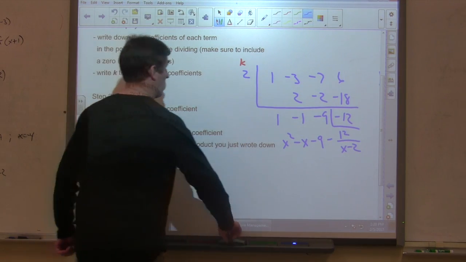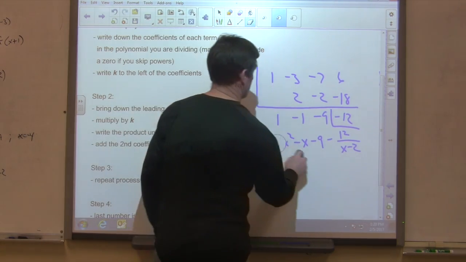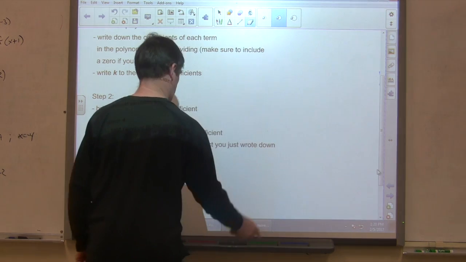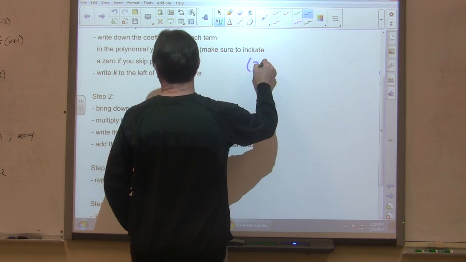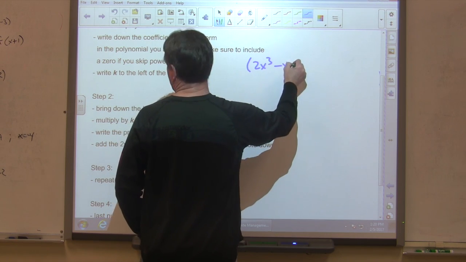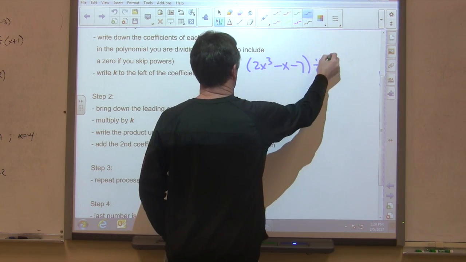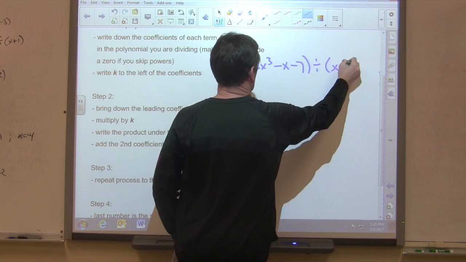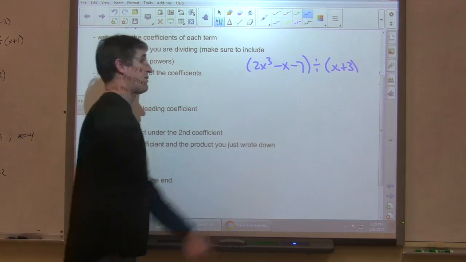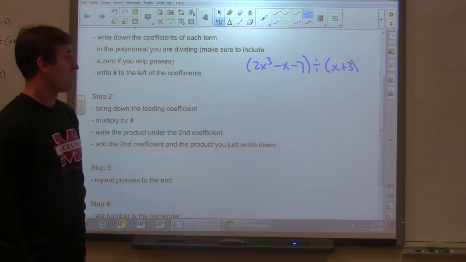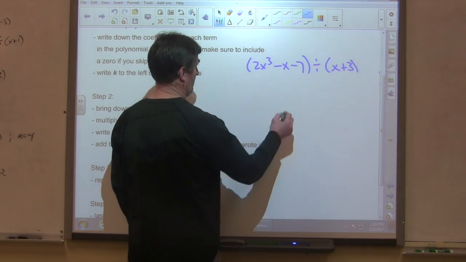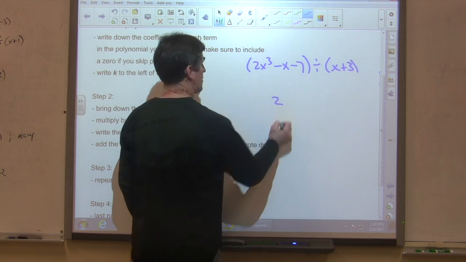So I'd like you to try one now. If you'll do this one, 2x to the third minus x minus 7 divided by x plus 3. So again, if you can pause the video, try this one, then come back and I'll go through how to do that.